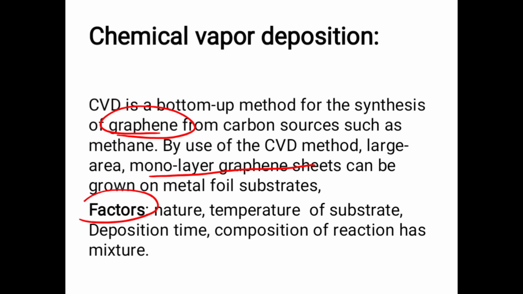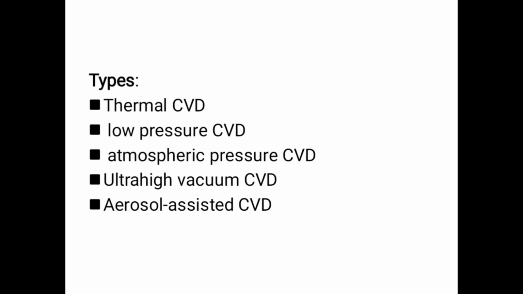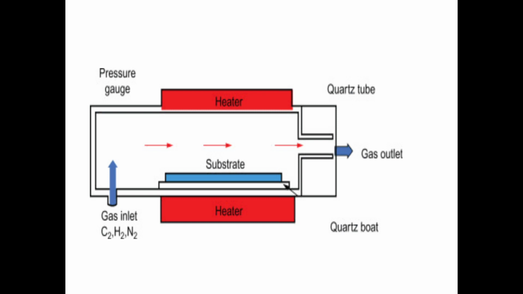Here are the factors on which this process depends. First is the nature of substrate, the second is the temperature of substrate, and then the deposition time. I will also tell you what deposition time is here. Then the composition of the reaction gas mixture. These are the types of CVD: it can be thermal CVD, low pressure, atmospheric pressure, ultra high vacuum, and aerosol assisted. Here is the main process diagram, showing how this is happening.